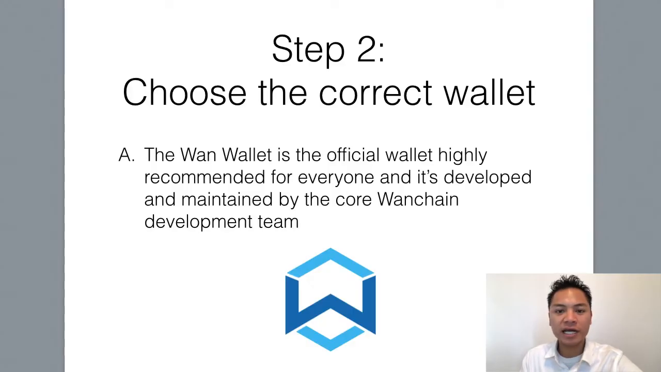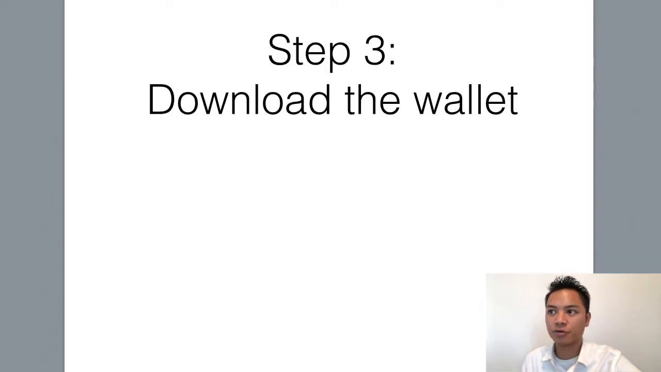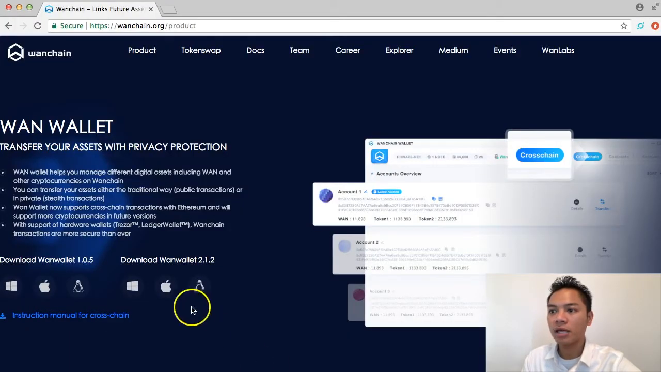However, before we download anything, I do want to let you know that this Wan Wallet is the official wallet, highly recommended for everyone, and it's developed and maintained by the core Wanchain development team. So this is a safe wallet to use, and we're going to start downloading it, which is step number 3, download the wallet. At this point in the video, go ahead and choose the appropriate download for you. For me, I'm going to choose Mac, but continue following along with me in this video.